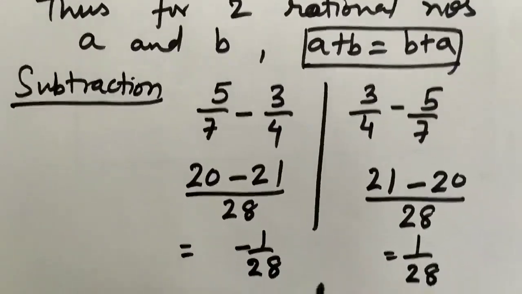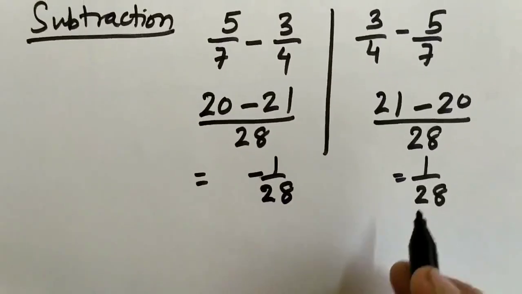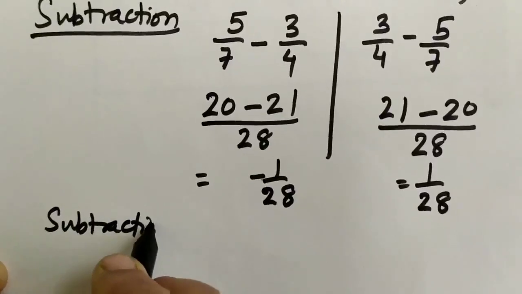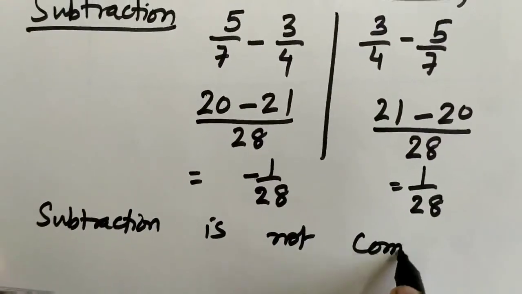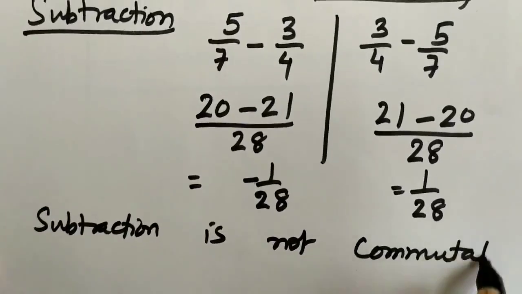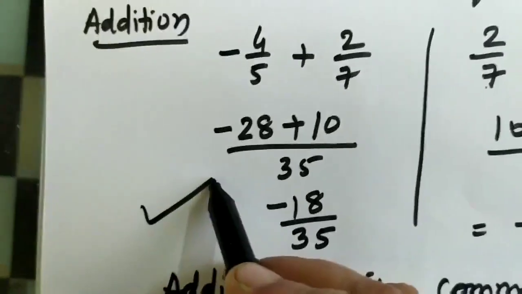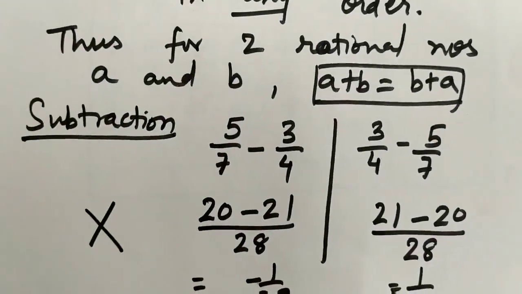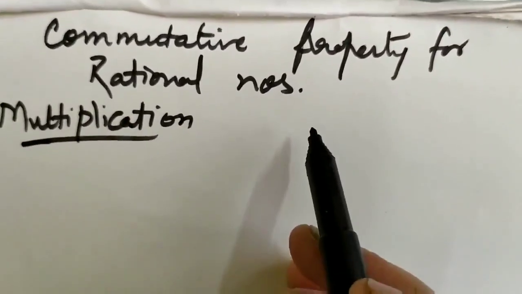So we can say that both the answers are not the same, so subtraction is not commutative. Subtraction is not commutative. From this we can conclude that addition is commutative and subtraction is not commutative for rational numbers. Now let us study the commutativity for rational numbers.